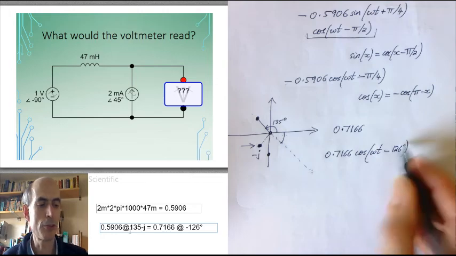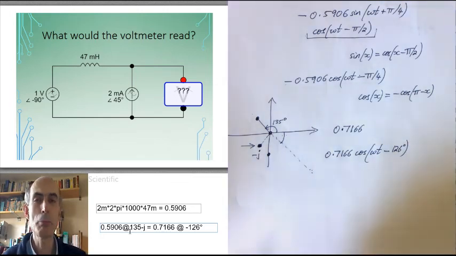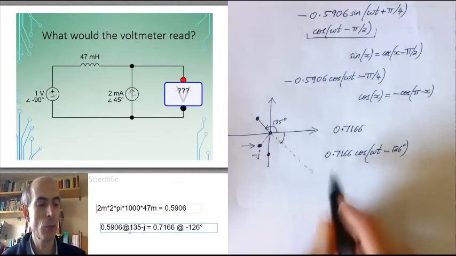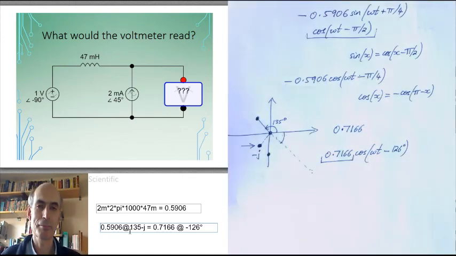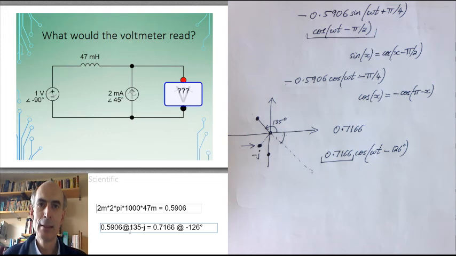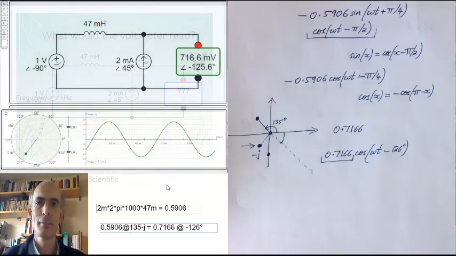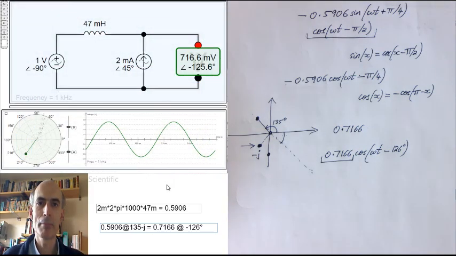This calculator works in degrees. So the amplitude received by the voltmeter, we would predict 0.7166. Did we get it right? Let's see what the simulator says. Phew. Yep, we got it right.